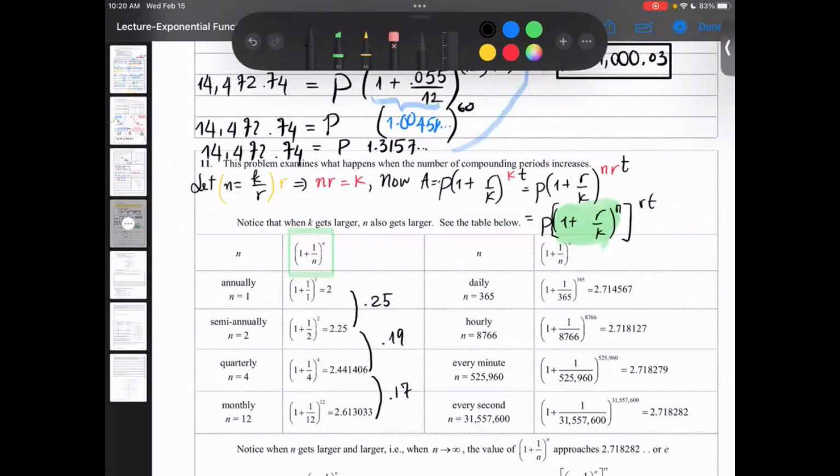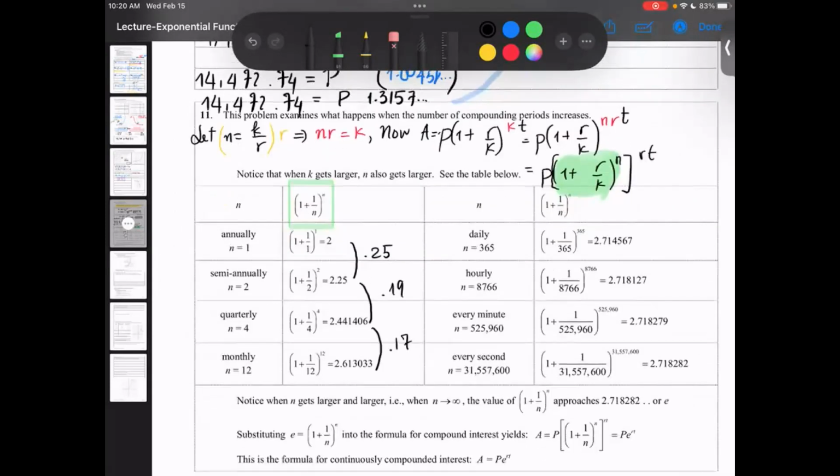So it approaches a certain number, and that number is 2.718282, etc. Right? And that's E. So it's kind of like pi, right? It goes on forever without a pattern. So that's your E. Right now you understand E.